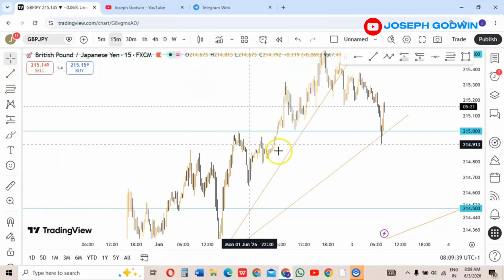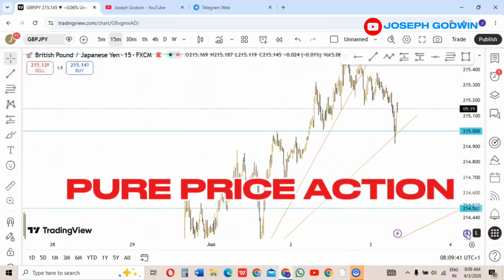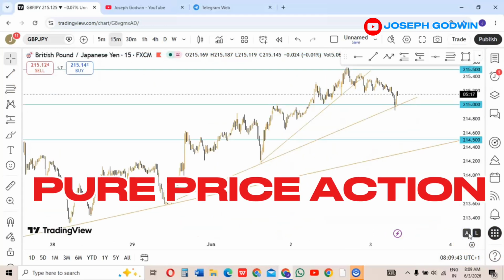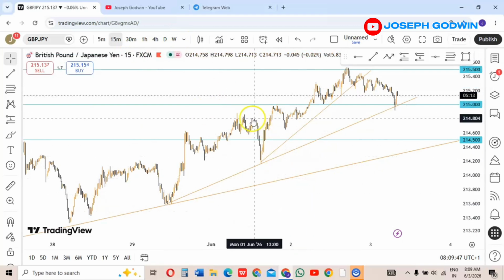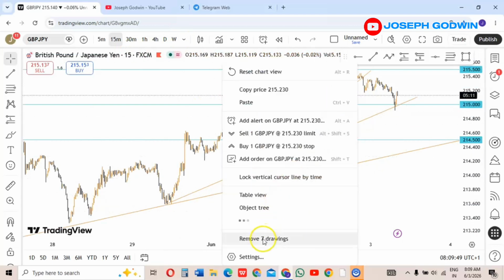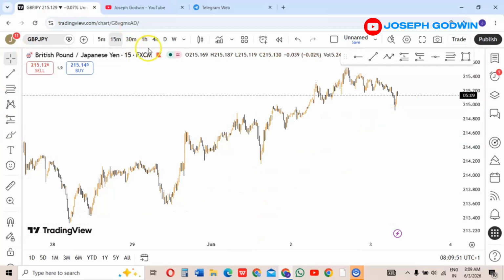Now the strategy is very simple. It's pure price action. Now let me clean everything on the chart.